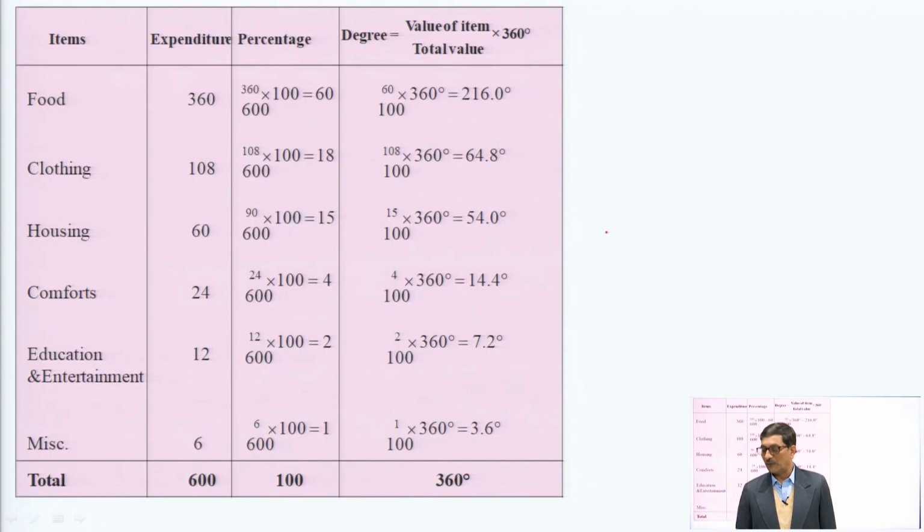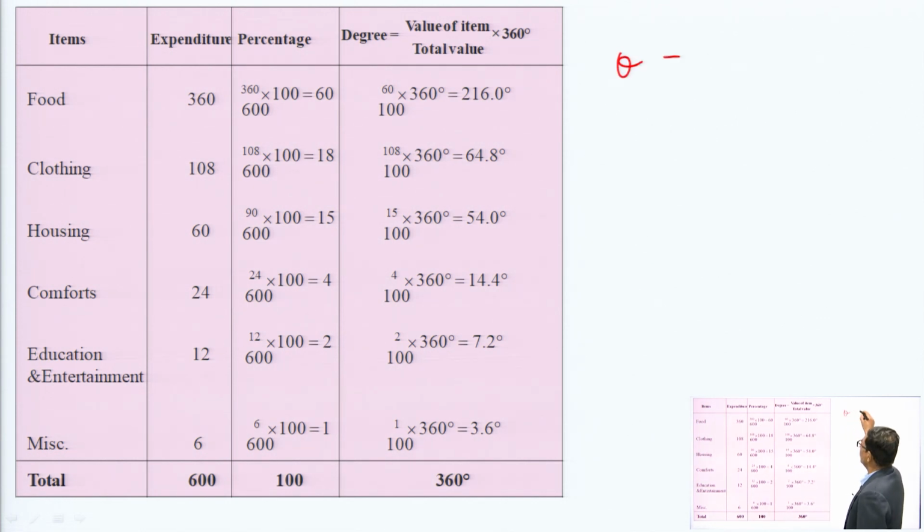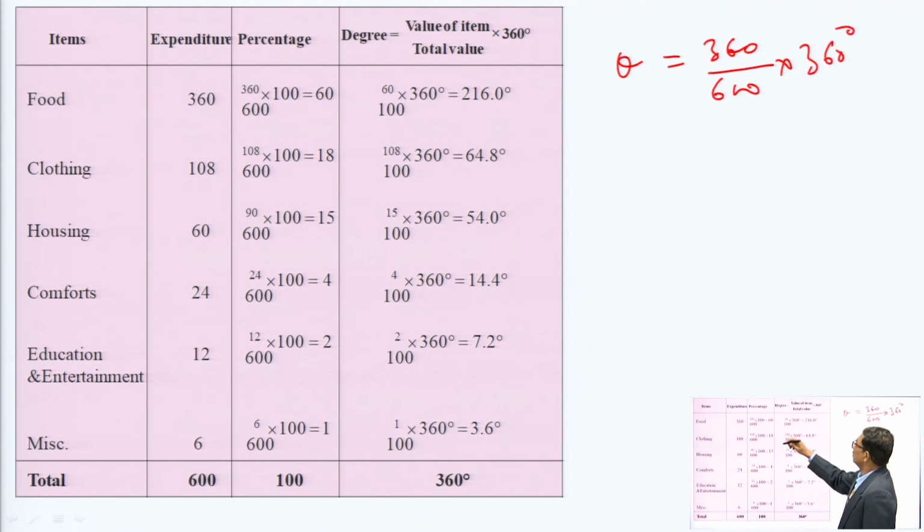So, for this we arrange the data in tabular form and complete all the steps mentioned above. First, for food the expenditure is 360, and for this we calculate the theta. The theta for food is equal to 360 upon total, the total is 600, into 360 degree. This is the formula. So, 360 by 600 into 360 is 216 degree. Similarly, we calculate the theta for clothing: 108 upon 600 into 360, and this will be equal to 64.8 degree.